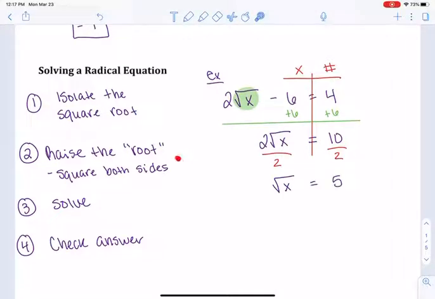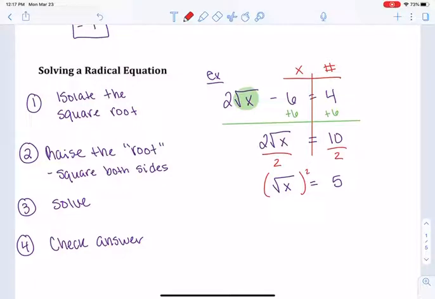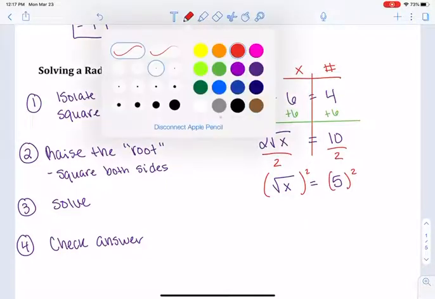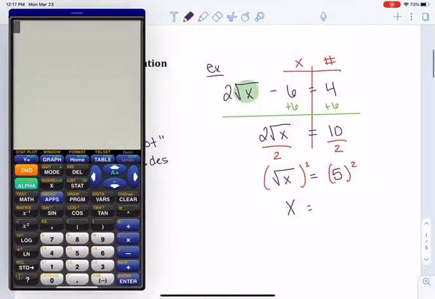So if you look over here at step number 2, it says raise the root or square both sides. We want to get rid of the square root, right? We want to get x by itself. So to do that, we need to square both sides. When I square both sides, the square root of x to the second power leaves me with just x. And 5 squared, that's 5 times 5, which is 25, or you could check it in your calculator. So 25 is my answer.